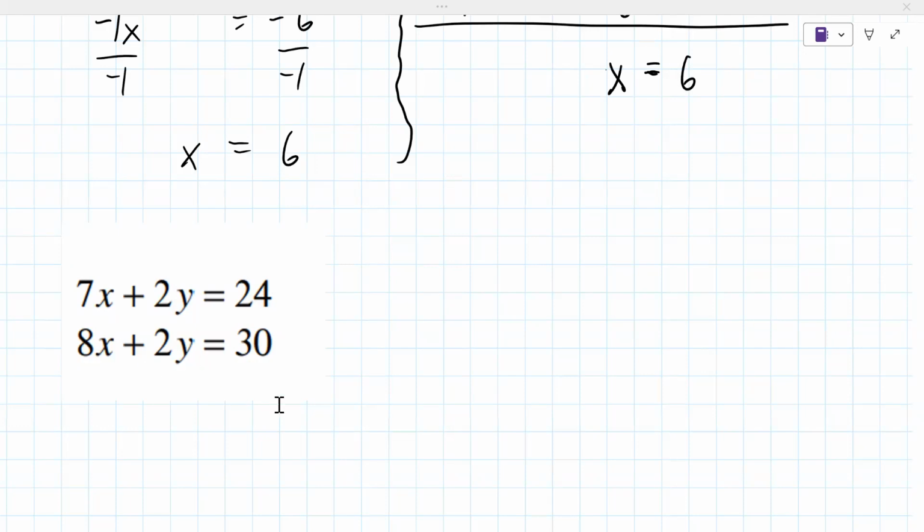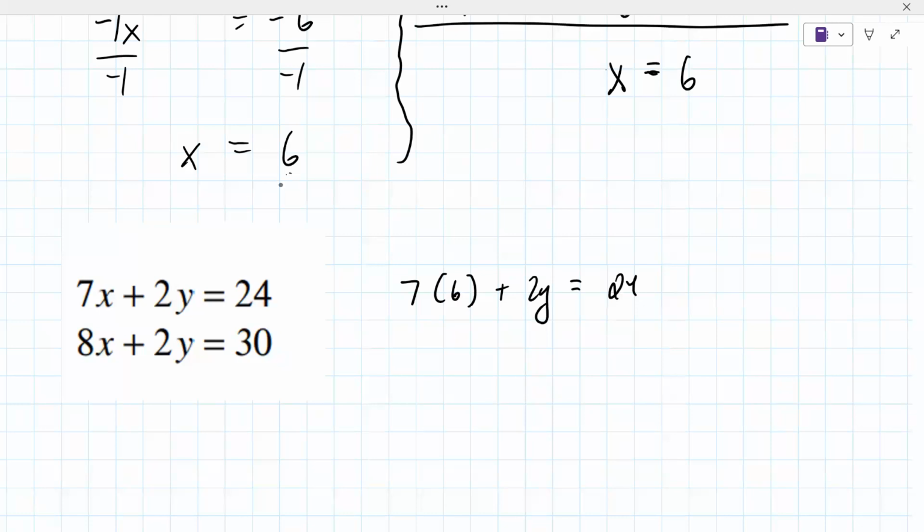I think you've got a sign error somewhere. Oh, I did? 7 times 6 plus 2y equals 24. Is that what you have written down? Yeah. Okay. 7 times 6 is 42. For some reason I put a different number in for y. I don't know what I was thinking. Go ahead and resolve for y, please.